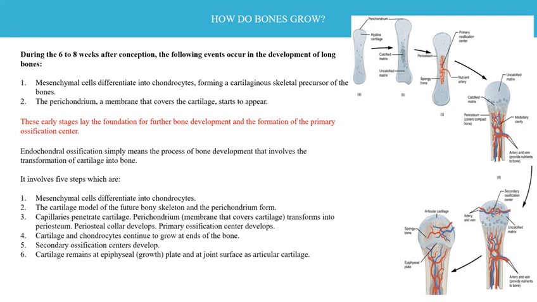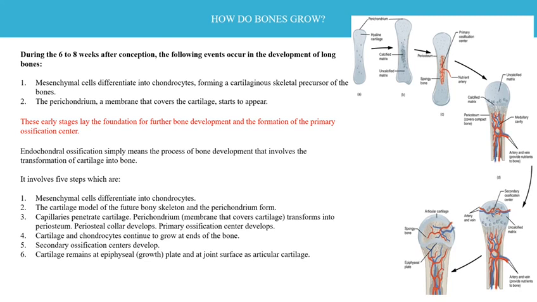Endochondral ossification simply means the process of bone development that involves the transformation of cartilage into bone. It involves 5 steps. Mesenchymal cells differentiate into chondrocytes, and the cartilage model of the future bony skeleton and the perichondrium form. Capillaries penetrate the cartilage. The perichondrium, the membrane that covers the cartilage, transforms into periosteum. Periosteal collar develops. Primary ossification center develops.